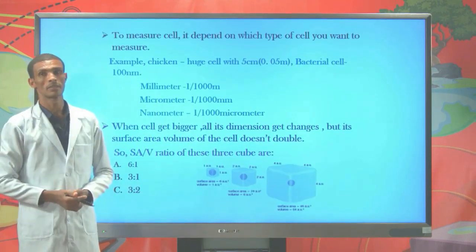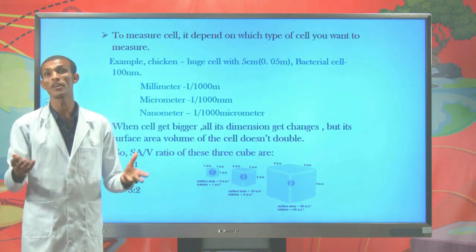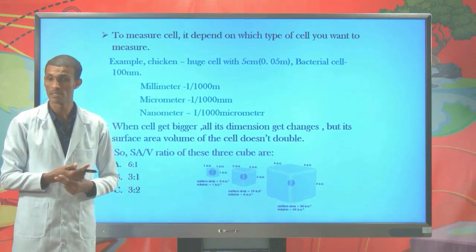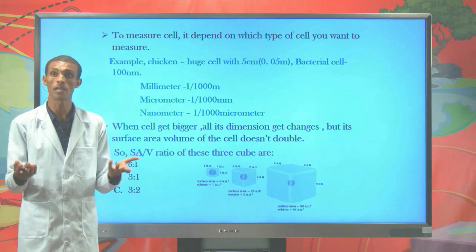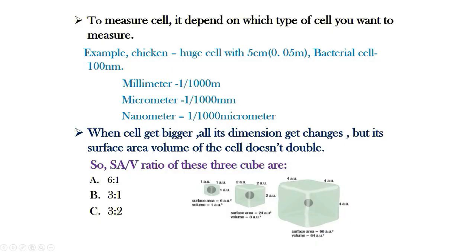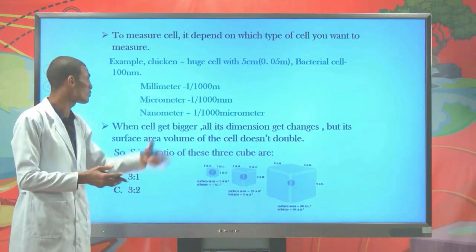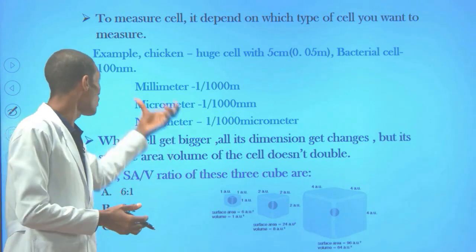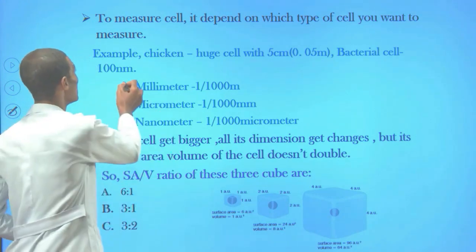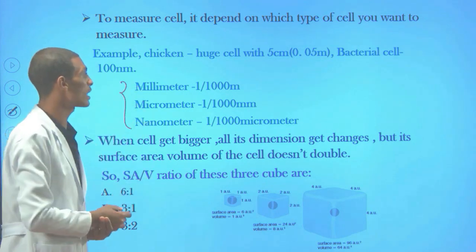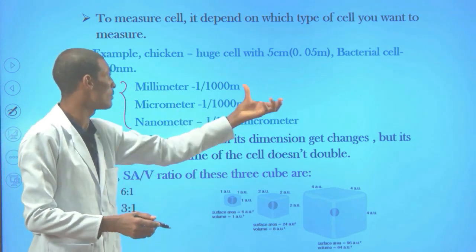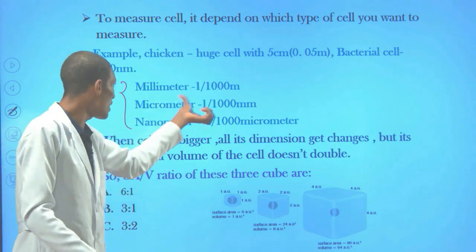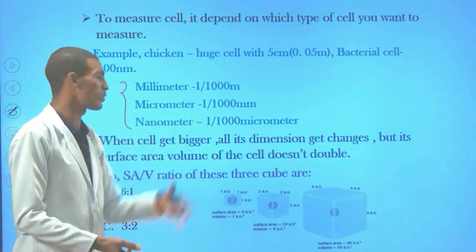Well, as I told you earlier, the cell is the smallest structural and functional unit of life. But to say one cell is bigger than another, we depend on what type of cell we are speaking about. To measure the largest cell, we may use another unit. To measure other cells, we may use the micrometer, the nanometer, or the millimeter. These are the three smallest units that are very important in measuring the size of a cell. They are interconvertible. We can convert millimeter into micrometer, and micrometer into nanometer.